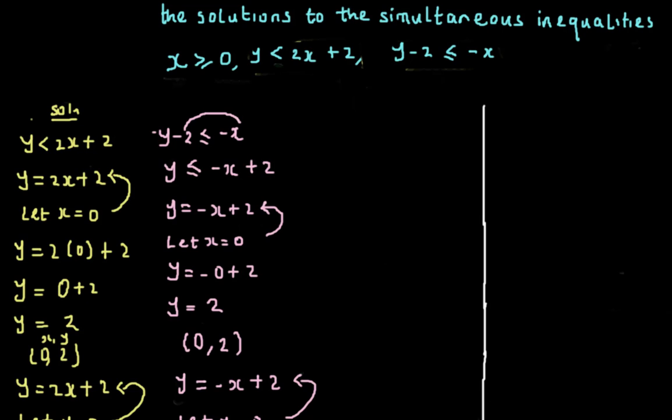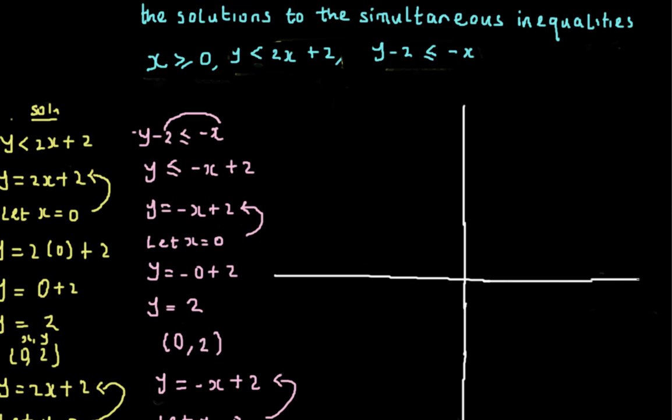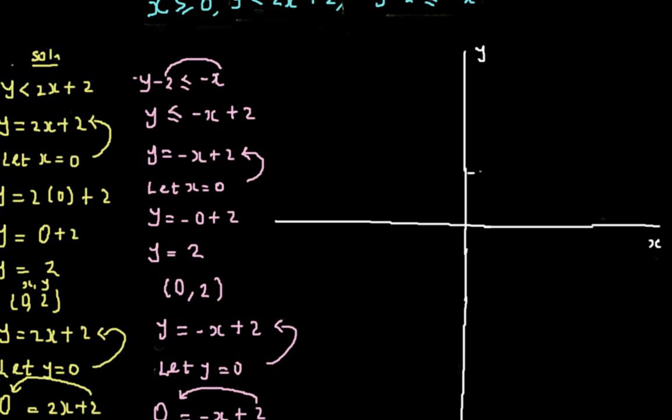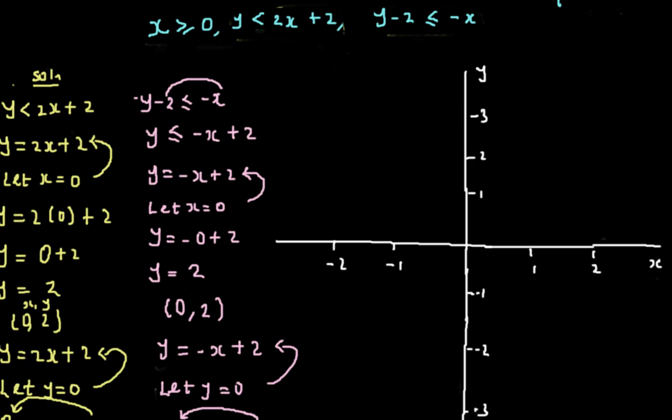And then we have the x-axis. So we can write y, we can write x, we can have 1, 2, maybe 3, minus 1, minus 2, minus 3. We can have 1, 2. We can have minus 1, minus 2. Now let's plot. Now we are going to skip the first inequality. We are going to come back to it later. So let's try to plot for the second inequality.